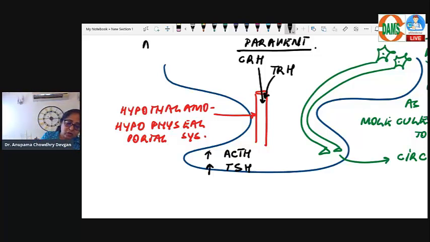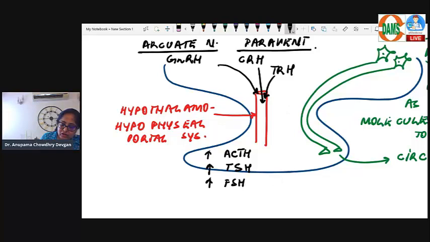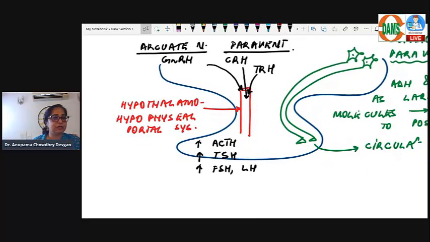Then you have the arcuate nucleus. Arcuate nucleus is involved in the secretion of GnRH, gonadotropin releasing hormone, which increases the secretion of FSH and LH from the anterior pituitary. Then you have GHRH, growth hormone releasing hormone, which increases the secretion of growth hormone from the anterior pituitary.